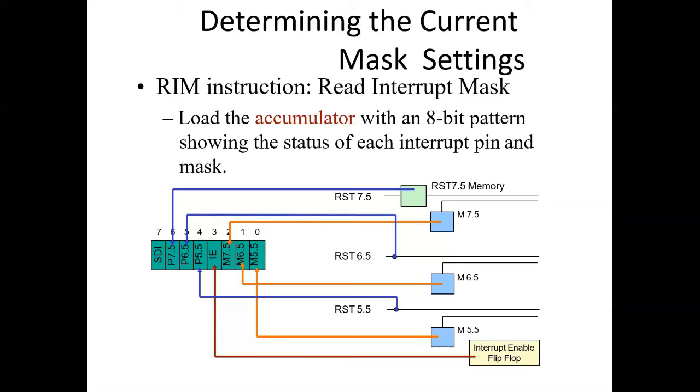Bit 5. This is the interrupt pending RST 6.5 or IP 6.5 bit. If this bit is equal to 1, it means that the RST 6.5 interrupt is pending or waiting to be serviced. If IP 6.5 is equal to 0, the RST 6.5 interrupt is not pending. Bit 6. This is the interrupt pending RST 7.5 or IP 7.5 bit. If this bit is equal to 1, it means that the RST 7.5 interrupt is pending or waiting to be serviced. If IP 7.5 is equal to 0, the RST 7.5 interrupt is not pending.